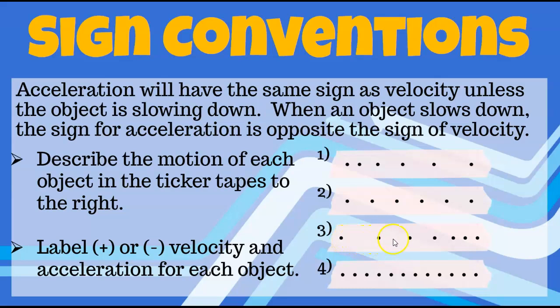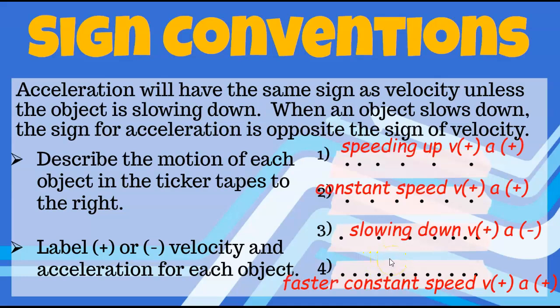Here we can see again, based off of the position, that it's slowing down. It's going in this direction, so it is positive velocity, but because we are slowing down, it's going to be negative acceleration. Here again, we can see that it is constant velocity, but it's moving faster than this one. So again, it's positive velocity and then positive acceleration.